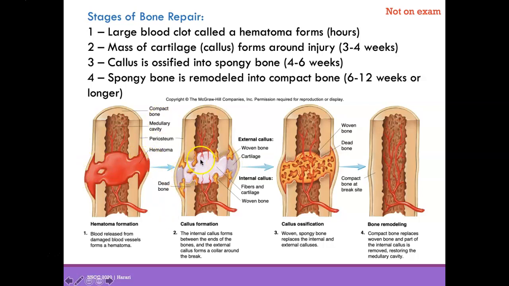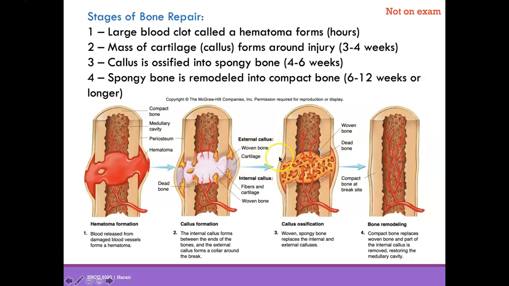You then have cartilage start forming. It's called a callus. This takes up to a month to occur. Between the two ends of the bone, you start having some callus formation of cartilage. It also forms a collar around the break. It's kind of like gluing it back together.